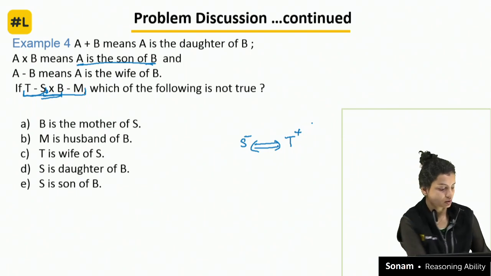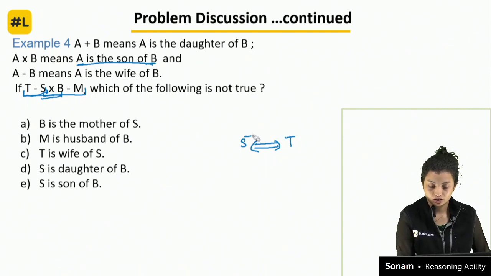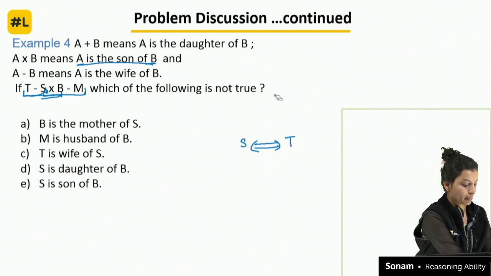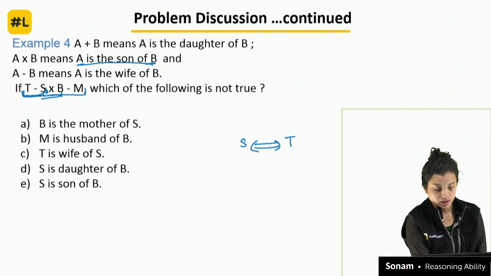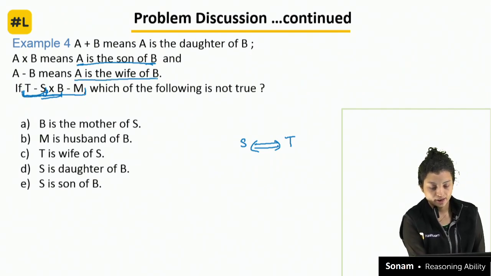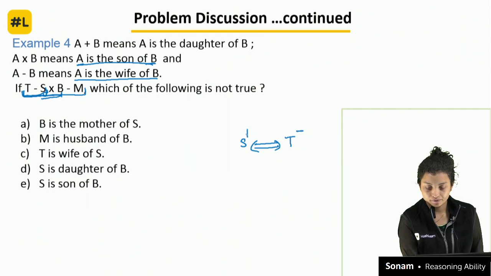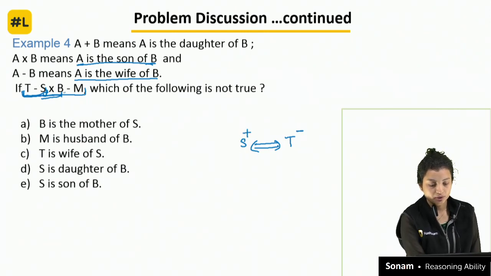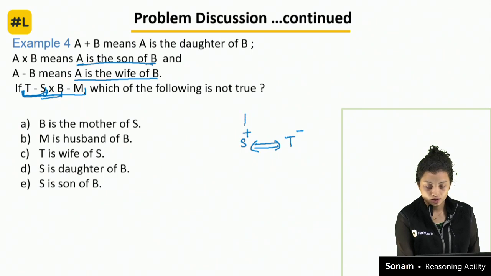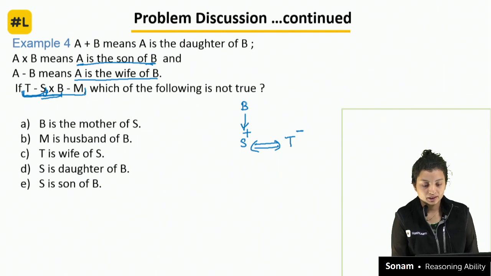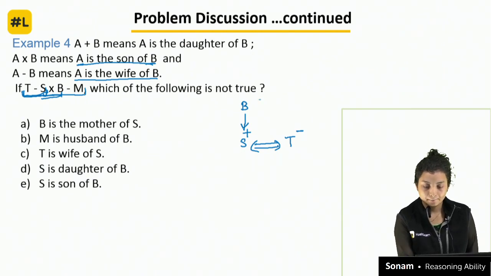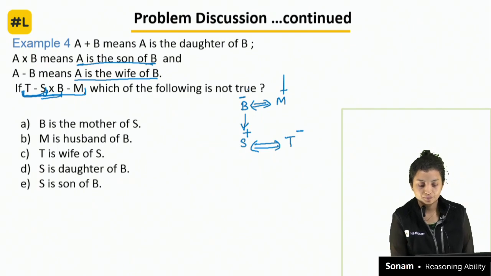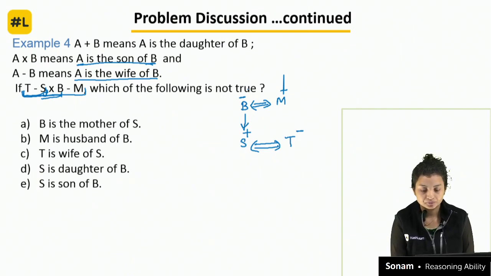Oh wait a minute, just a minute. We have marked the genders wrong. T minus S is, T is wife of S. So, T is wife of S. And S into B means S is son of B. B minus M means B is wife of M. Okay. Now let's read the statement.